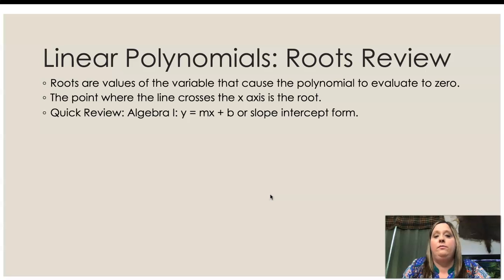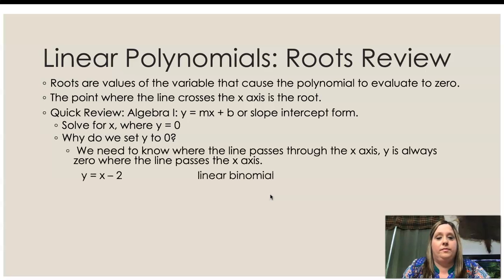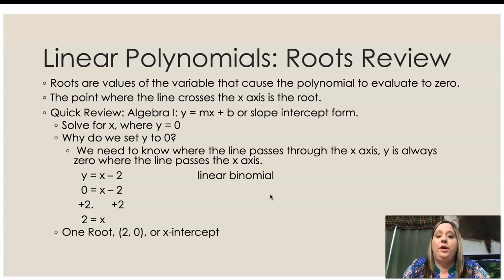So in Algebra 1, the slope-intercept form is y equals mx plus b. And we're going to solve for where y equals 0. So this is a linear binomial. We're going to put 0 in for y, and we solve, and we get x is equal to 2. So we have one root, and our intercept is (2, 0), where it intersects.